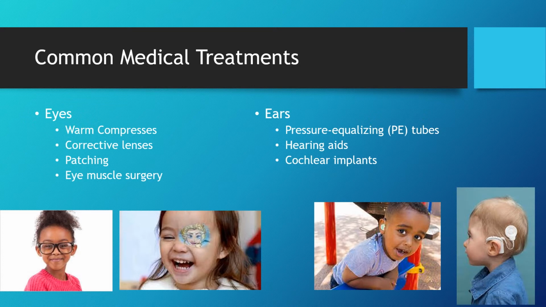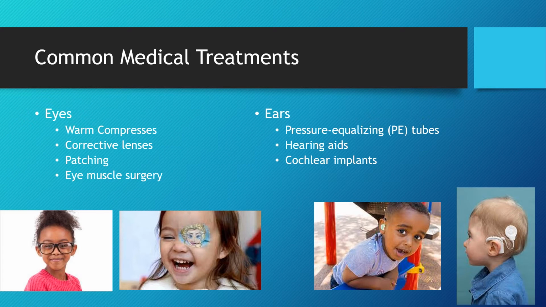So these common medical treatments can be found in your book on page 1382. For the eyes, we can think about a warm compress. Usually we're going to use this for conjunctivitis to help pull some of that goopy stuff out of the eyes. Just be conscientious about the temperature of the compress. Corrective lenses, which could be eyeglasses or contact lenses.